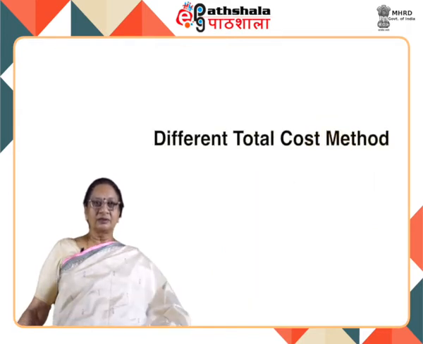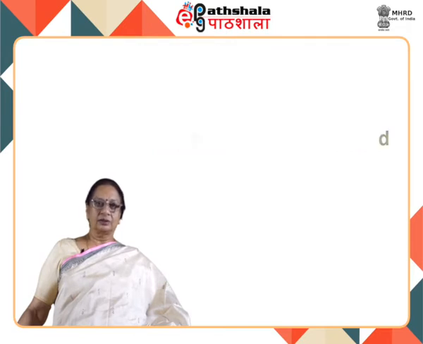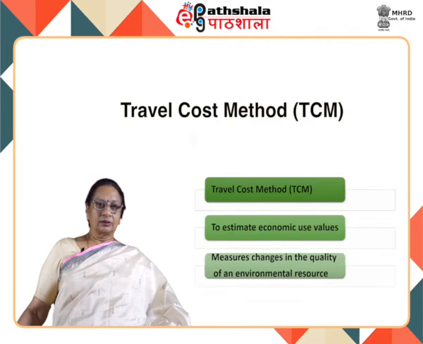Now we will discuss different travel cost methods. Travel cost method. TCM is used to estimate economic use values connected with environmental goods and services that are used for recreation or historic site. It measures changes in the quality of an environmental resource by evaluating the effect of that change on the demand for a complementary good.